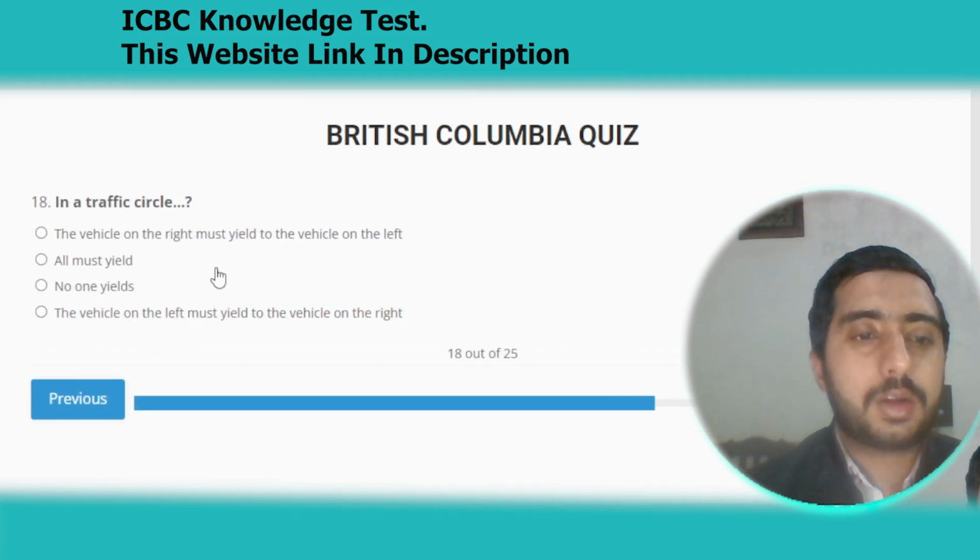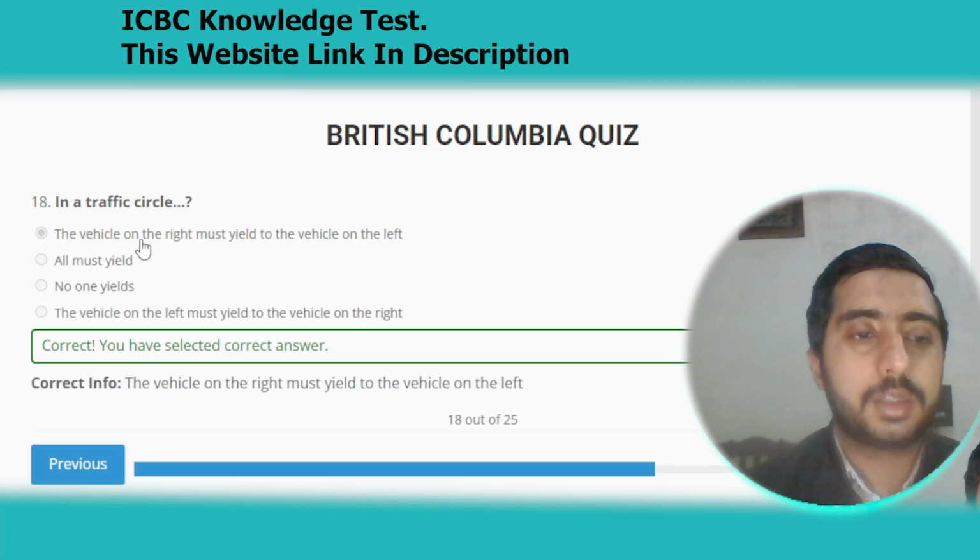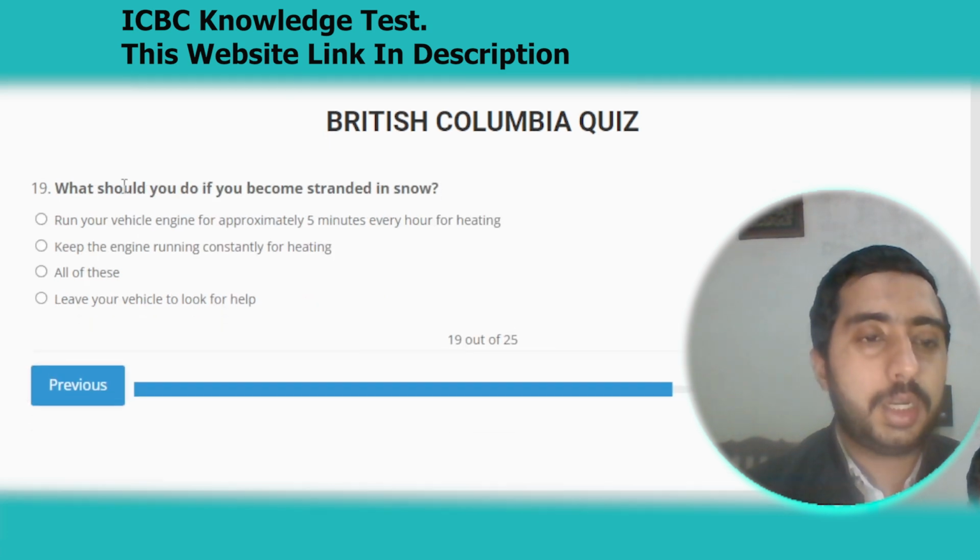Next one, question 18. In a traffic circle, the correct answer is the vehicle on the right must yield to the vehicle on the left-hand side.